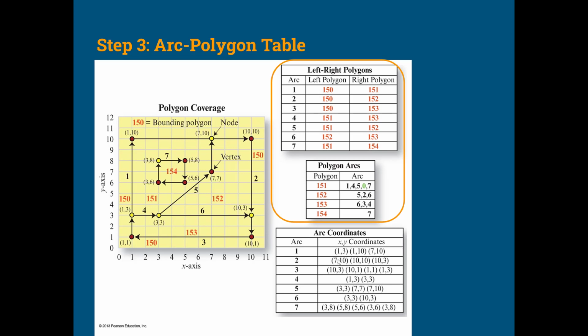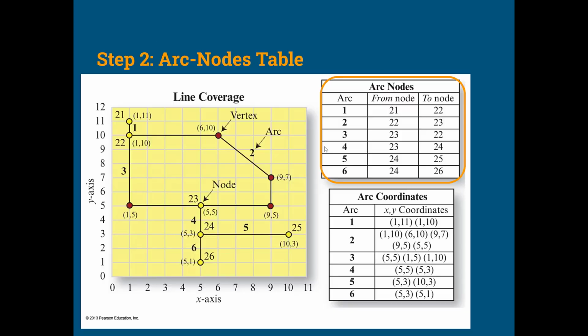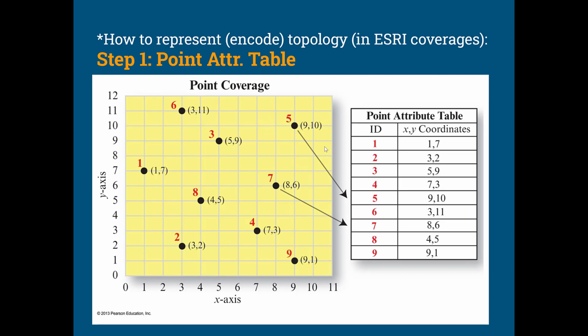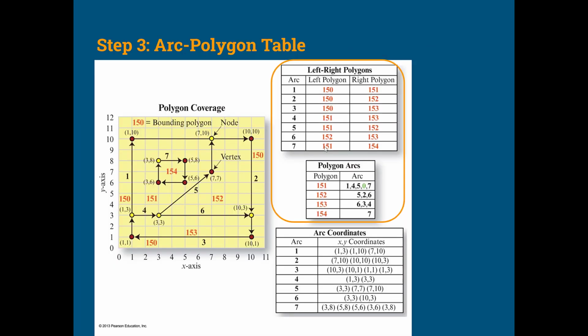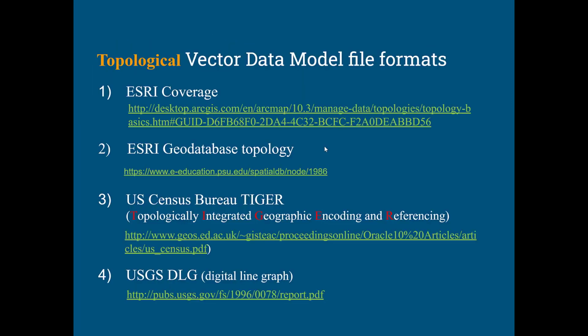So this sounds a little bit complicated. I won't ask you to encode polygon relationships like this, but you can see we can use those tables: the arc polygon table, the arc nodes table, and the point attribute table, to together define the relationship between points, lines, and polygons.